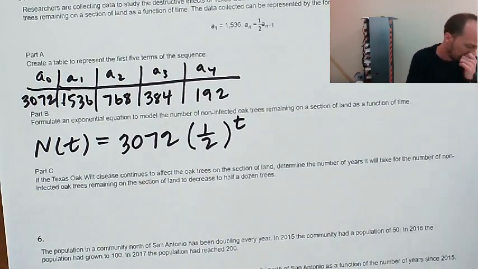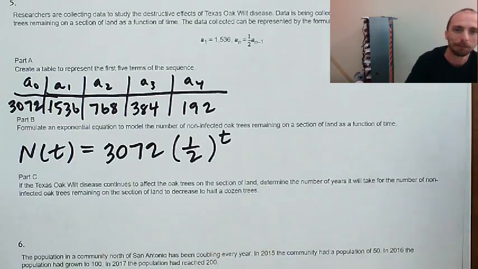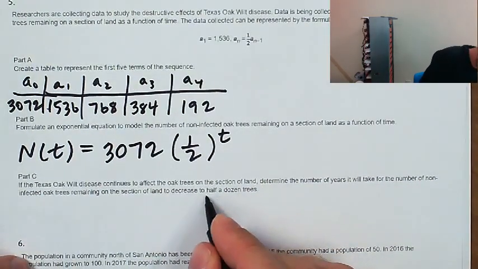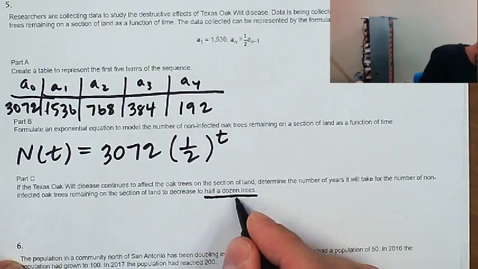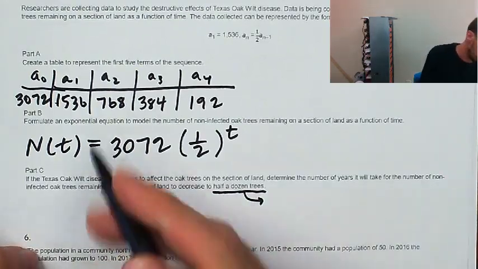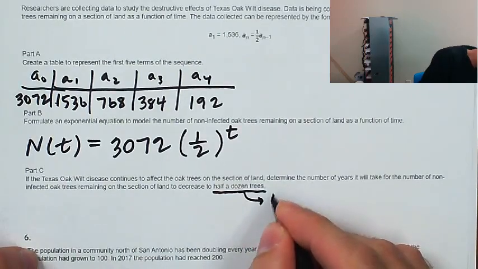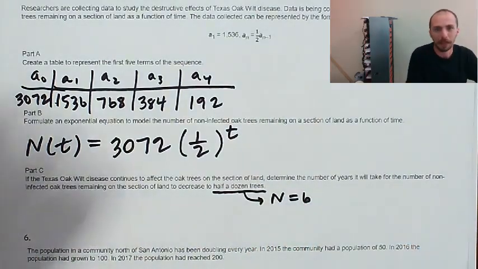Okay, so part C: if the Texas oak wilt disease continues to affect the oak trees on the section of land, determine the number of years, so it appears that t is measured in years. It's the first time they've said that. It will take for the number of non-infected oak trees remaining to decrease to half a dozen trees. Interesting. I would not use that terminology, half a dozen trees. But this did come from the Texas Education Agency, their resource system, so that's where I went, looked up that TEK, and was like, hey, give me some problems, and it gave me these. So remember, that's going to be N equals 6. Okay, that's half a dozen.